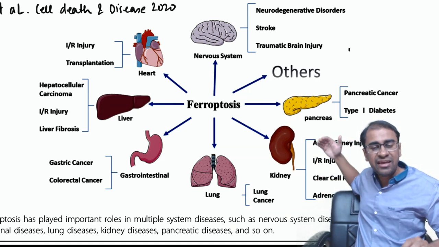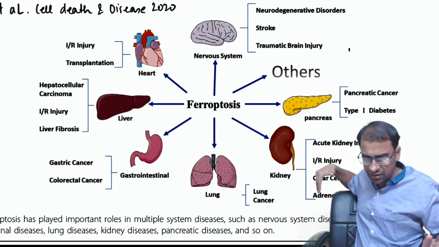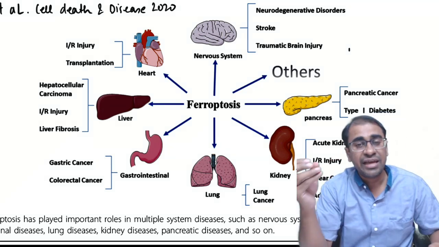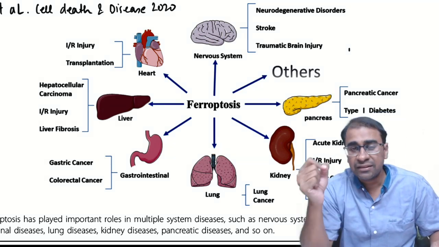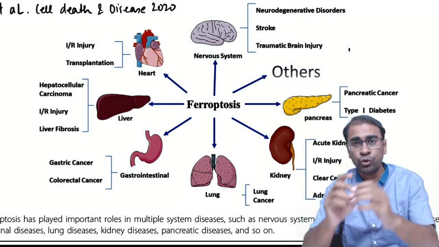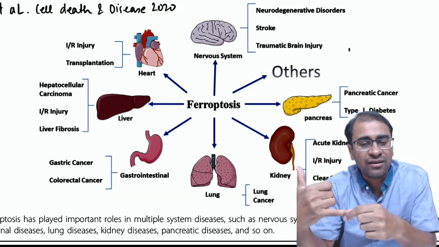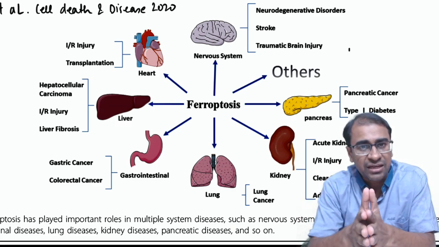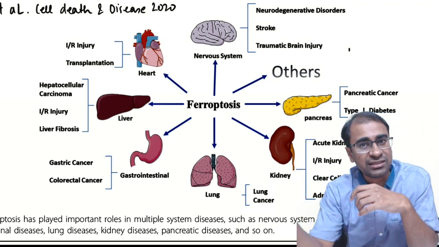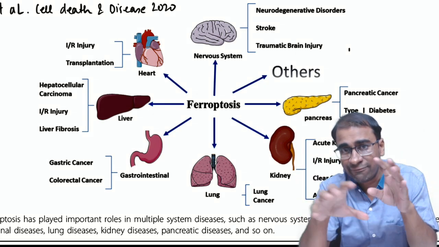In the kidney, there's AKI, ischemia-reperfusion injury, clear cell RCC. There are a large number of tumors: adrenal carcinoma, lung cancer, GI cancer, liver diseases including liver cancers. There is heart disease, ischemia-reperfusion injury. So all of these diseases have been linked to an increase in iron. Now we have got to know why an increase in iron causes the problem. The reason is that the increase in iron increases reactive oxygen species, and that ROS increase can cause cell death by ferroptosis.